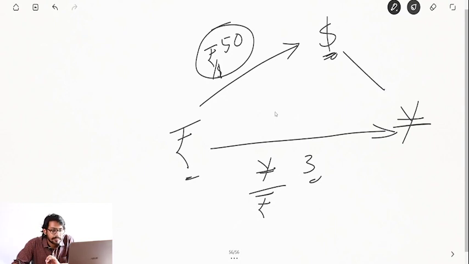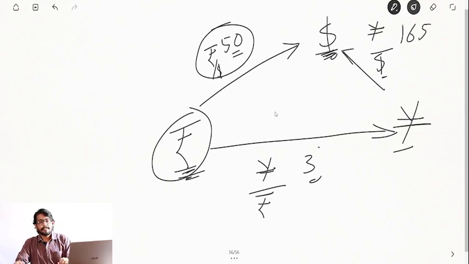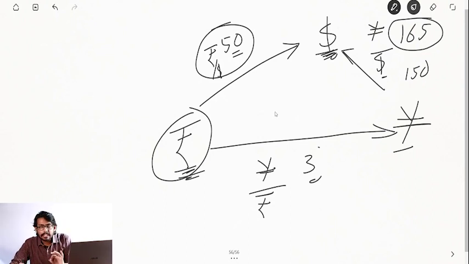In that case, $1 should be how many yen? 1 rupee is 3 yen and each dollar is 50 rupees. So $1 is 50 rupees and each rupee is worth 3 yen. So $1 should be equal to 150 yen. However, $1 is worth 165 yen. This is a mistake in the market. The cross rate says it should be 150, however it is 165. This is a mistake in the market.